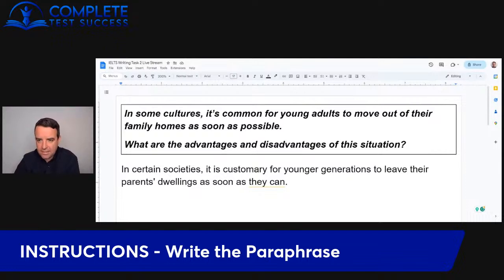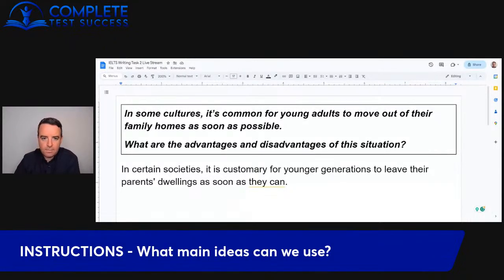But the next task I have for you is to consider what main ideas we can use. So for this question, what are the advantages and disadvantages? They've asked us quite clearly for advantages. I'll just highlight that. That's plural, so we have to have more than one. And disadvantages, again, that's plural, so we have to have more than one. So for this question, we're going to need 4 ideas. We're going to have 2 advantages and 2 disadvantages. So that's my next task for you here today. Can you tell me what main ideas we can use?